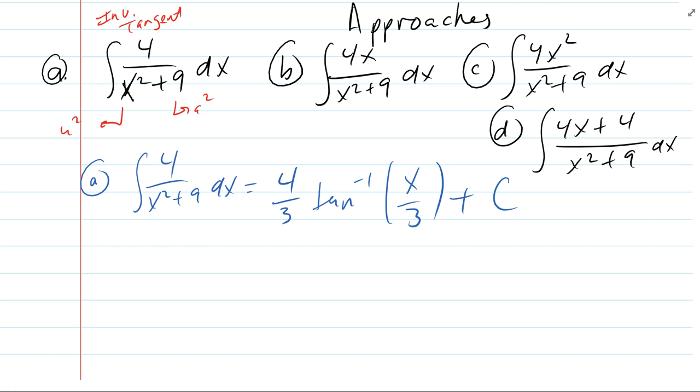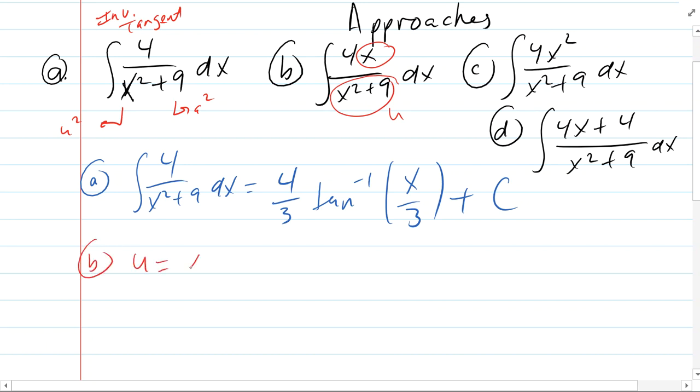Looking at b, do you see that that is almost the derivative of x squared? In fact, if I factor a 2 out of this, I would have 2x and that would be the derivative. The whole point though is, all you need to see is that if you have x squared in the denominator and you have an x on top, doesn't matter what the coefficient is, can you do u sub? So for b, we have u equals x squared plus 9. What's du equal?